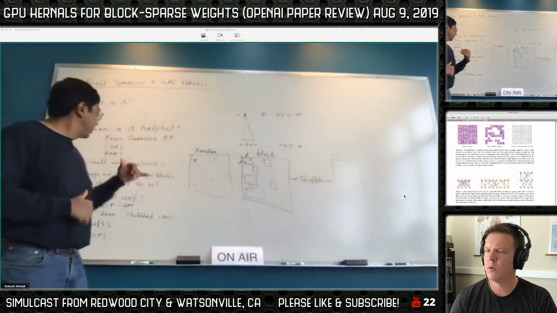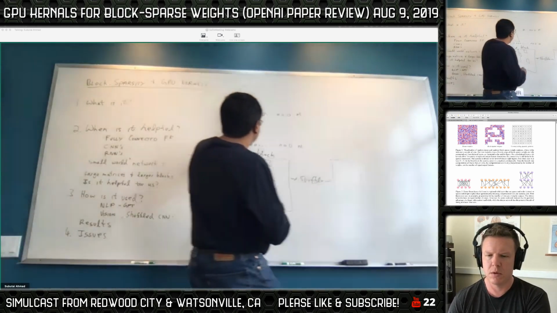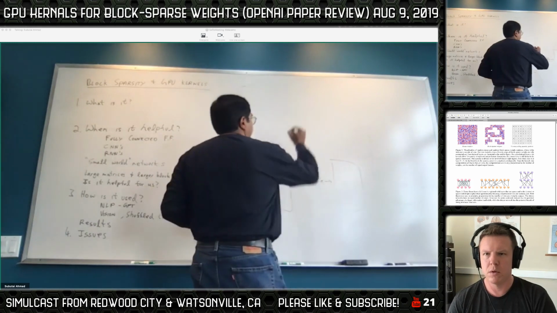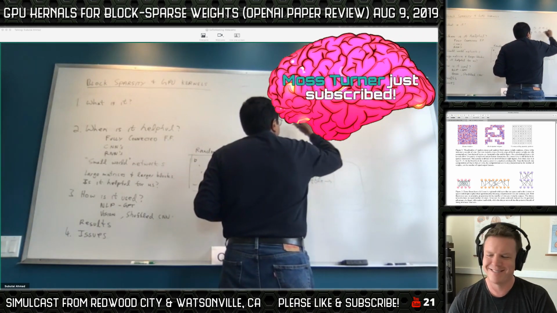But the real power, I think, is in the recurrent networks. So in that case, you have a bunch of neurons that you just draw in a rectangle.